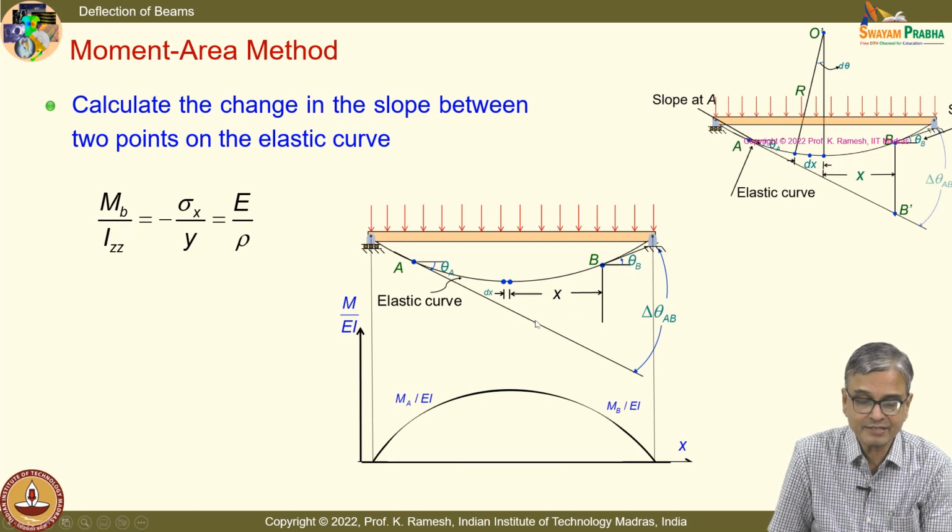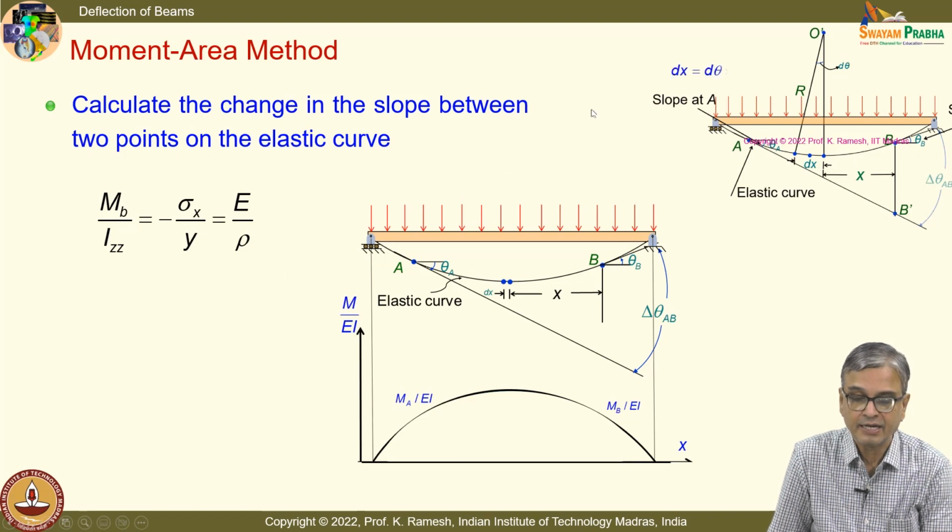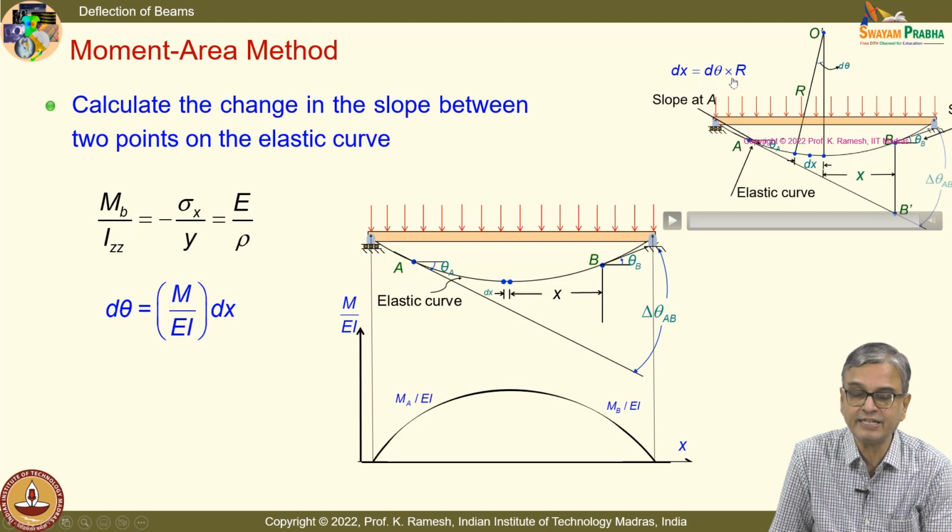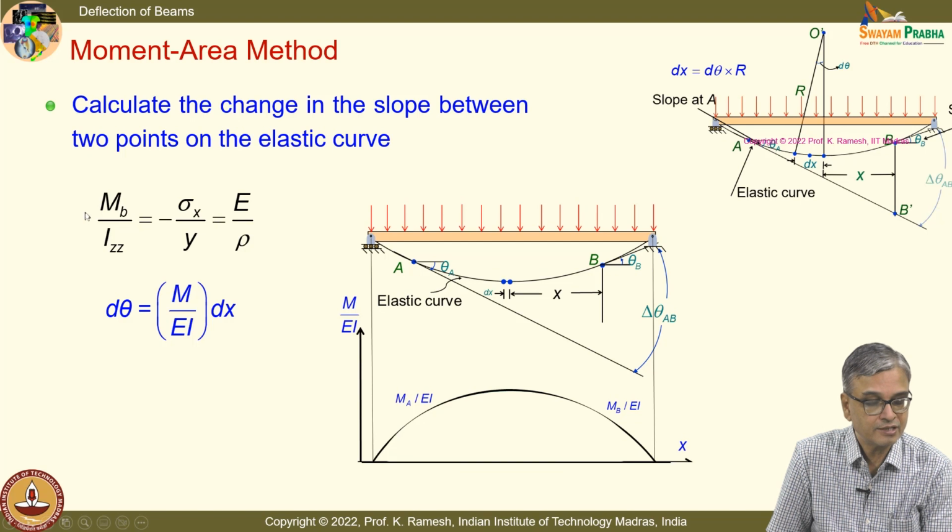What I can at best get from this is the change between these two. I can find out delta theta AB. Okay. How do I do that? I take a small distance x, and if I want to see from point B, I measure x, and then I have a small distance delta x. And we know from this diagram, delta x or dx equals d theta into r. Okay. And from this, you know rho is nothing but r there.